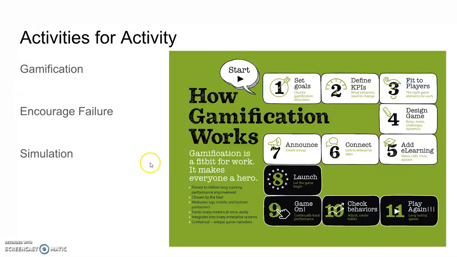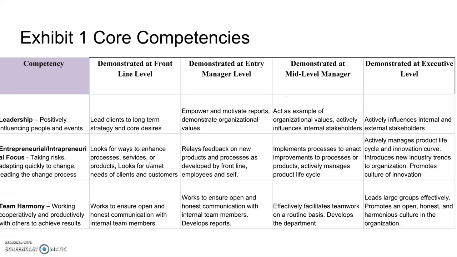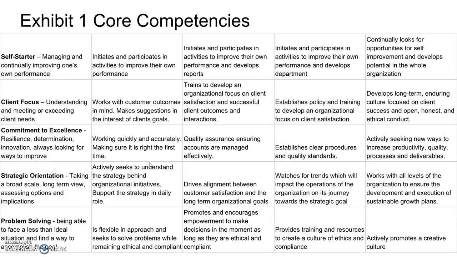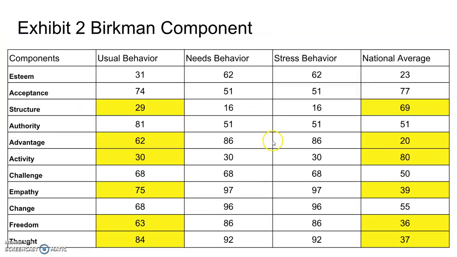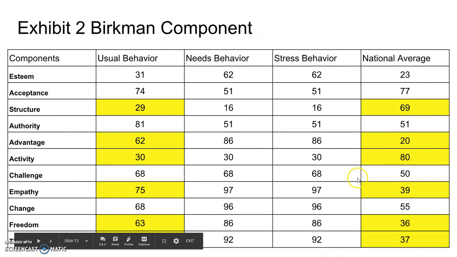Now, since we have just a little bit more time, I want to take a look at the core competencies. As you can see, team harmony was one of the competencies that I took a look at, or that we utilized for this, as well as self-starter and strategic orientation. So I wanted to make sure that I put these in here so that everyone could see them. In addition to that, here is my Berkman all filled out, as well as the column for national average, so you can see the discrepancies.